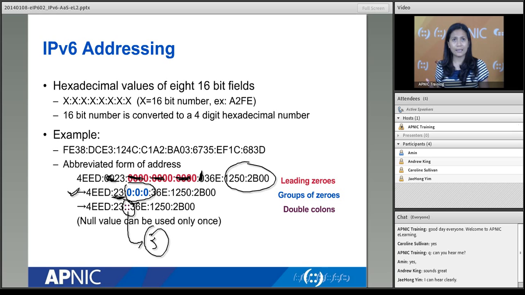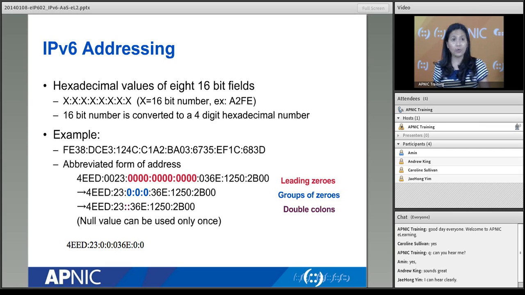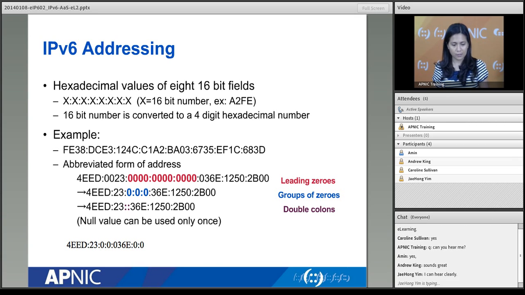So let's have 200. Let's have this one. Can you see this? So I have this example, 4ED 23, then you have 3 zeros there. There's a typo, sorry. Okay, let me just write them down in the chat, easier. That's 4EED 23 0 0 0 36E 0 0. Okay, so what are the different ways that you can trim down this IPv6 address?